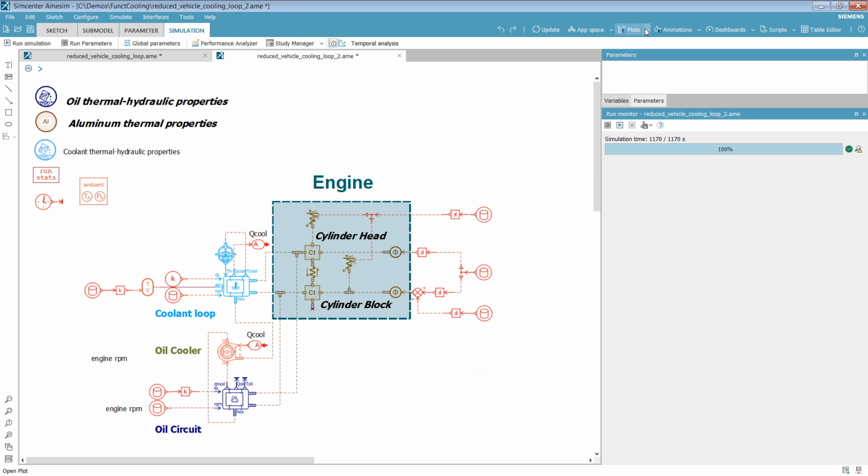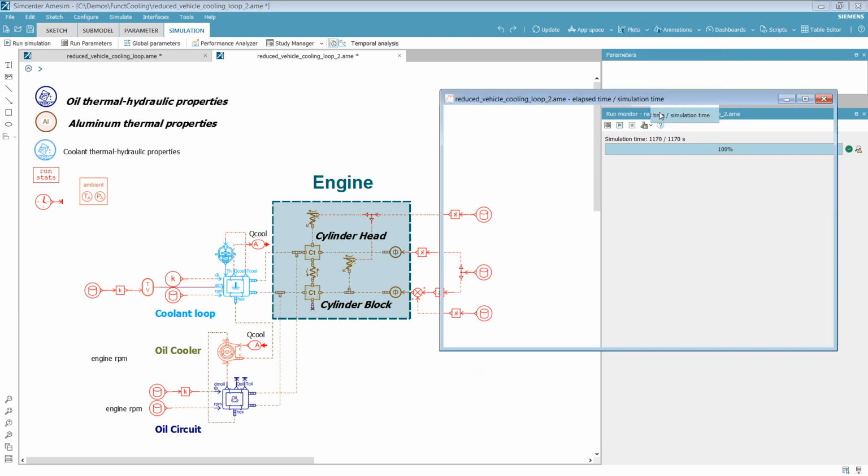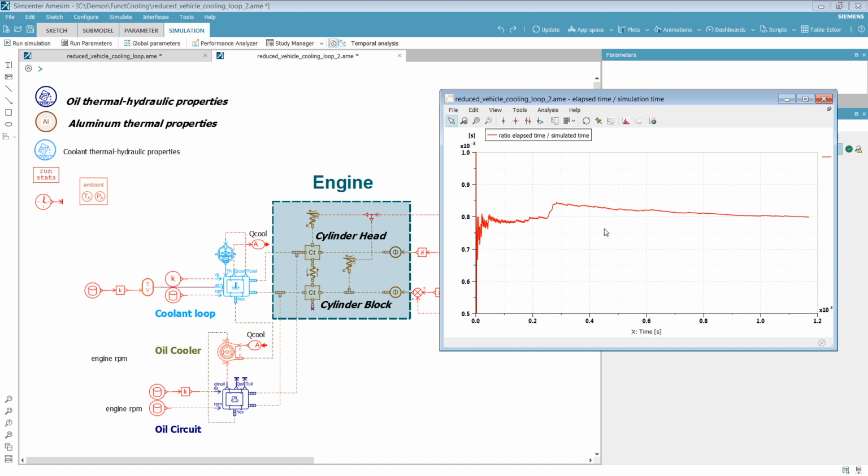Finally, we look at the elapsed time versus simulation time ratio. The minimum value is 500, thus showing that the model is largely real-time compliant.